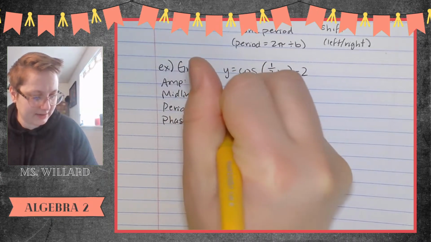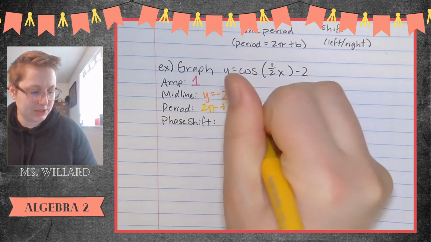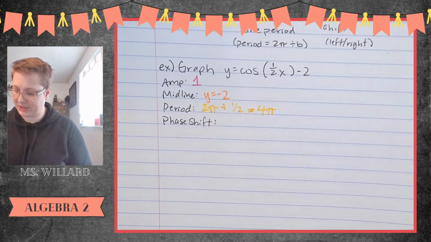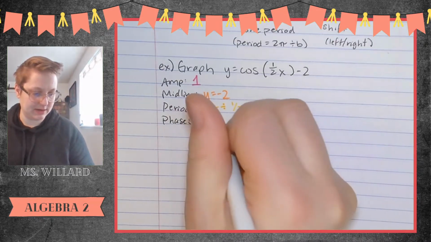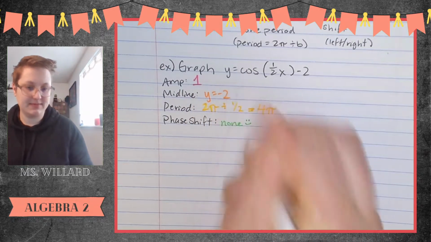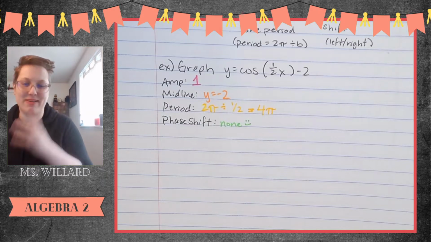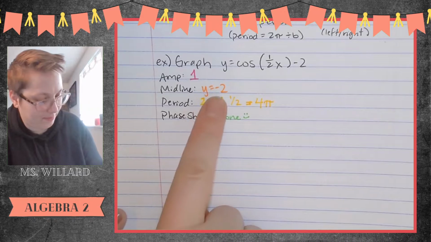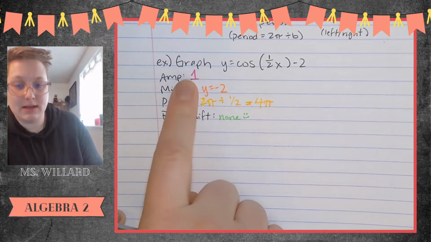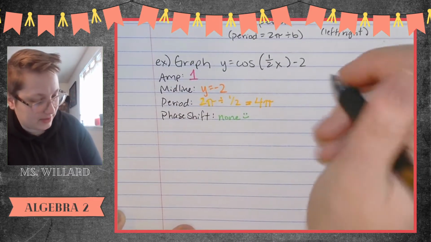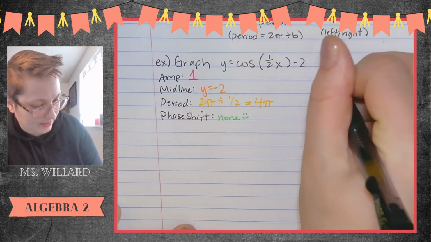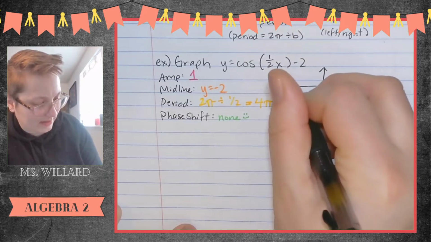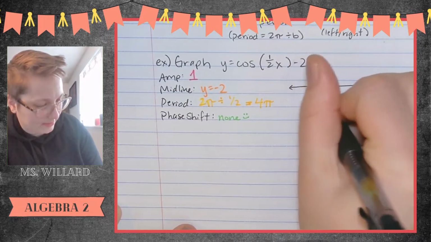2 pi divided by 1/2, which is 4 pi. Okay, and then my phase shift, I have none. No phase shift right now. Wait, we're going to do one last one with the phase shift. So let's put this all into a graph. And I need to go from -2 to -1 and -3. So I need to have the bottom half of the y-axis mostly, which is why I think about that first so I can graph it well.